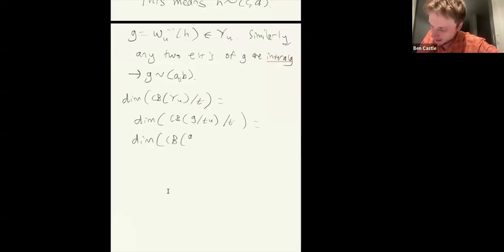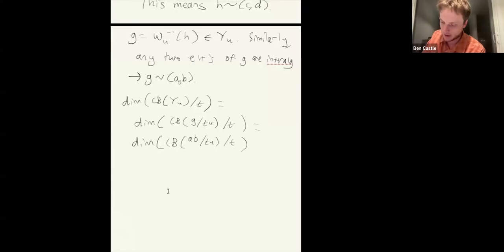So this is AB. It's the same as AB because G is interalgebraic with AB. So interalgebraic tuples have interalgebraic canonical bases. I think that's an exercise somewhere. So I'll say exercise. In general, X is interalgebraic with Y over a set A implies that so are their canonical bases.